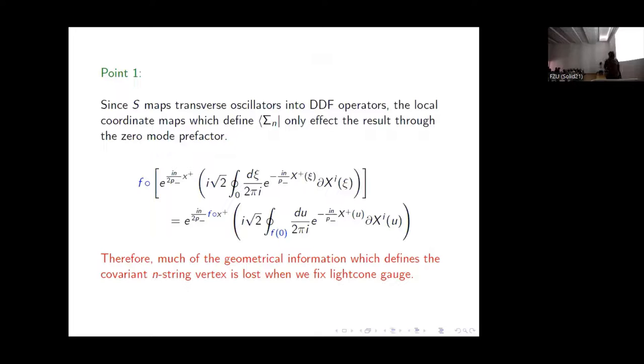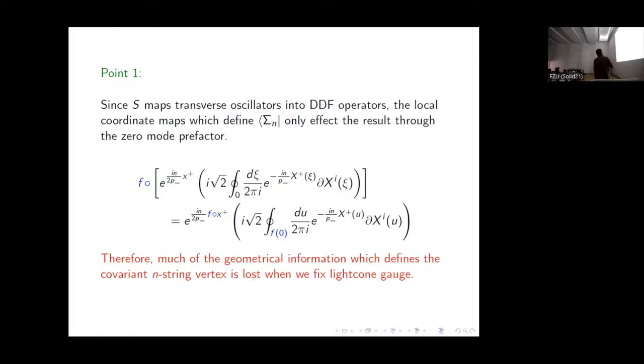So the first point is that since this transformation S maps the transverse oscillators into DDF operators, the local coordinate maps which define the surface state only affect the result through the zero mode prefactor.